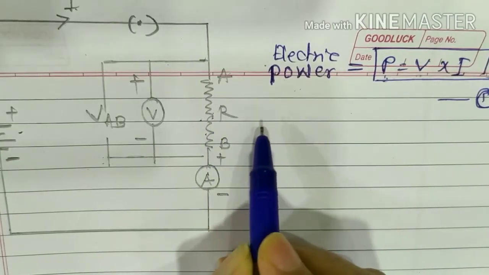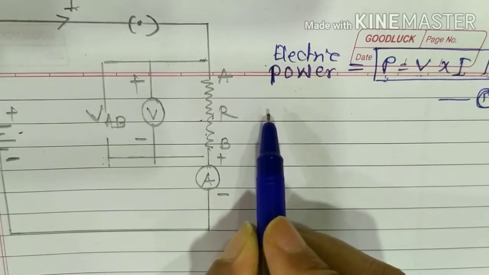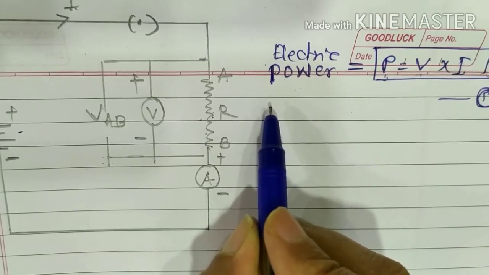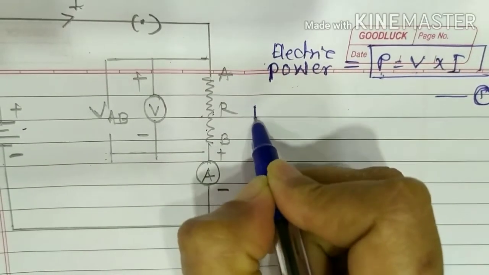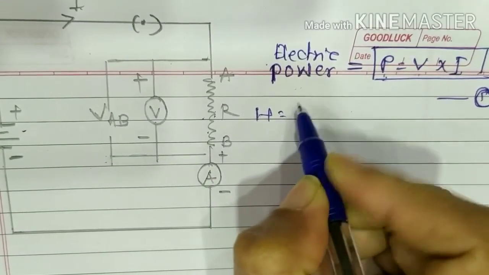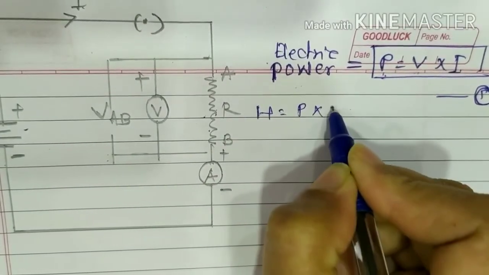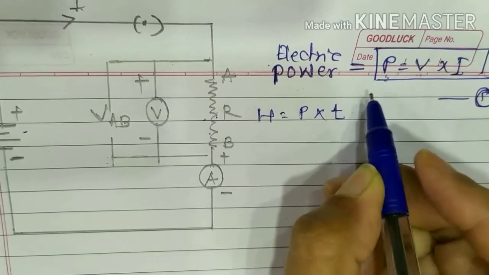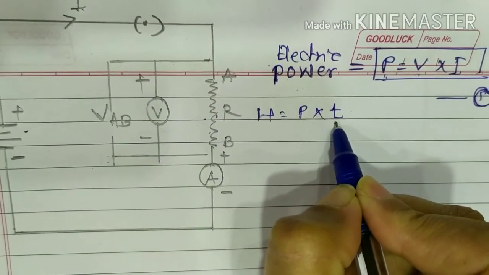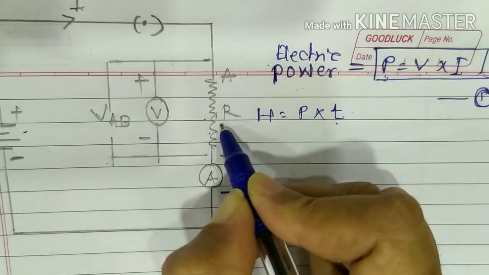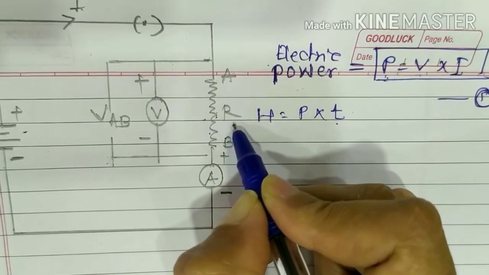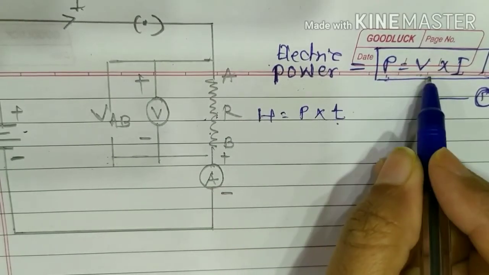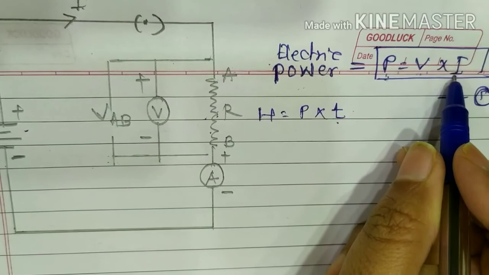So we derive the formula for the heat here. Let us see first that H is equal to P into t, that is the power in time t given to the resistor. But you can see here that P is equal to V into R.